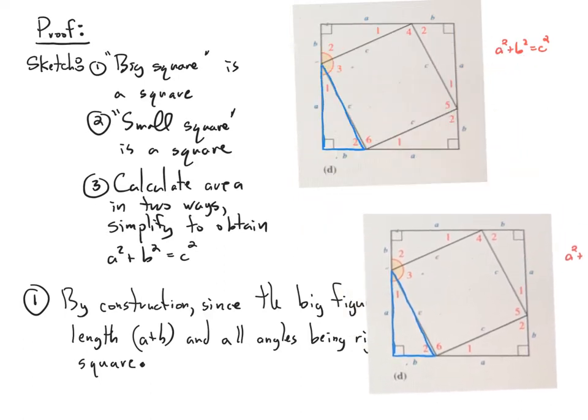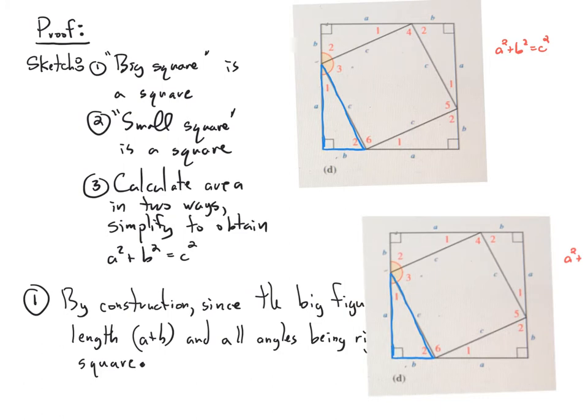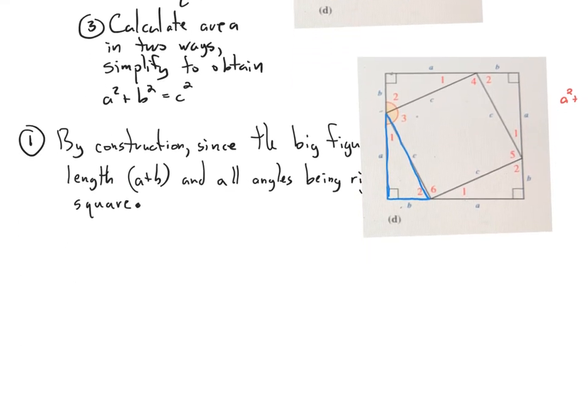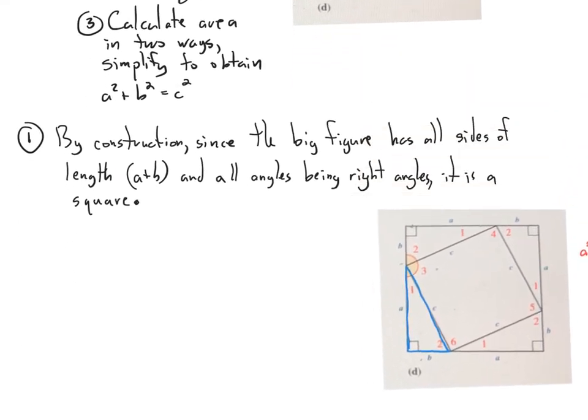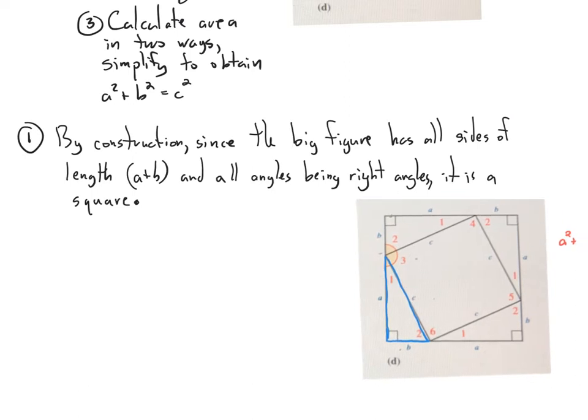There we go. I'll have to erase that a squared in a second, but I can do that. Let me scroll here. Okay, so I just moved this so we have a little more room. Let me erase this. Perfect.